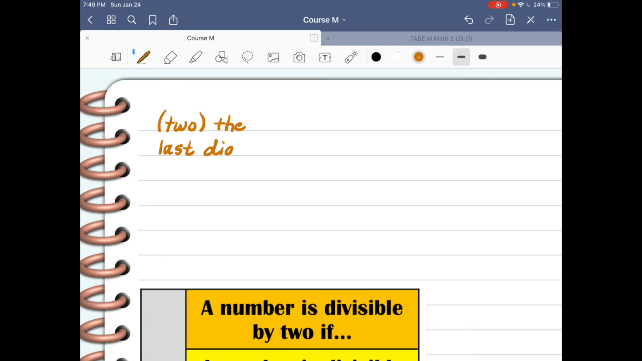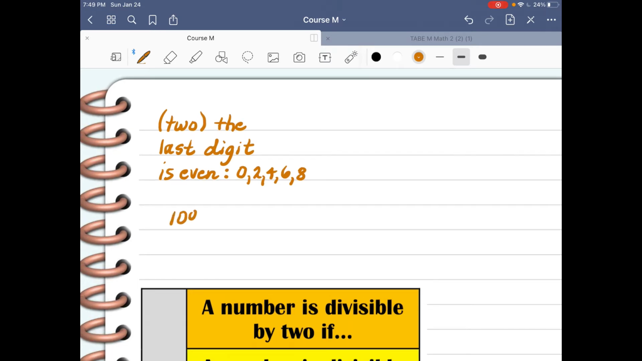And I will give you some examples, so try to squeeze that in there. And what I mean by that is that the last digit is a 0, 2, 4, 6, or 8. For example, let's do 100,008,394. I can tell you quickly that this will divide by 2 because this last digit, the 4, is even. And that tells me that this entire number is divisible by 2. So there is that rule for the 2's.